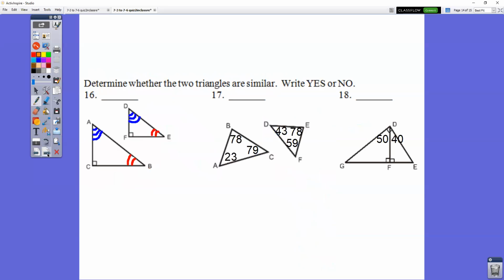The last 3 questions look like this, where you have to say whether the triangles are similar or not. Remember that in order for it to be similar, you have to have 2 pairs of angles equal to each other. 2 pairs of angles have to be equal to each other. Go ahead and do all 3 of these, please.